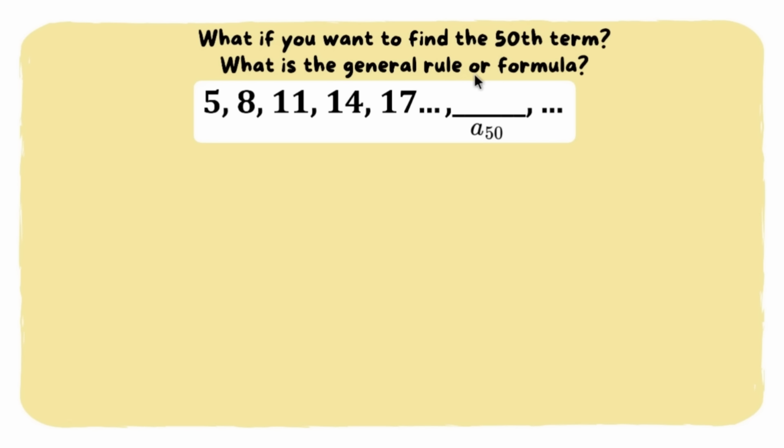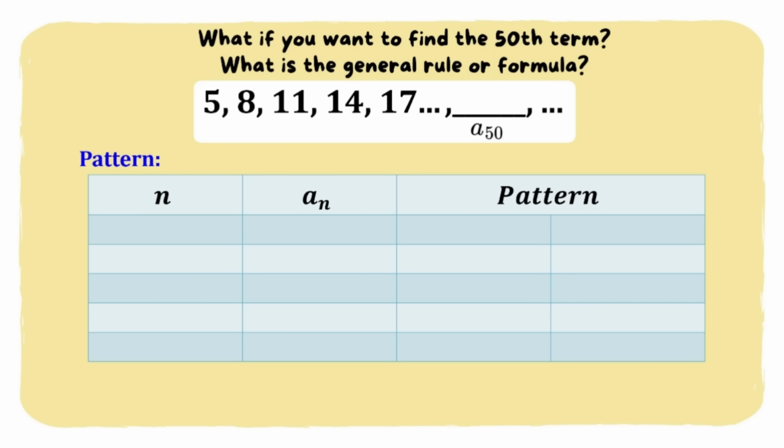What is the general rule or formula? So, explore po natin yung formula using this pattern. Gawa po tayo ng table. Okay, so we have here the first column. We have the n or the position. And then second column is the nth term, we have A sub n. And then we have here the pattern. I-observe po natin yung pattern para makuha natin yung formula.